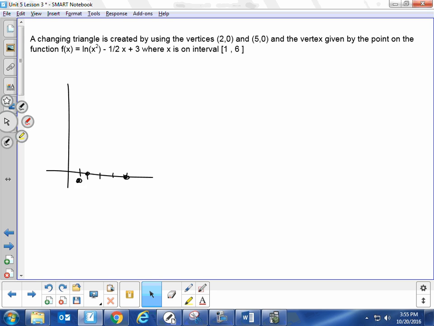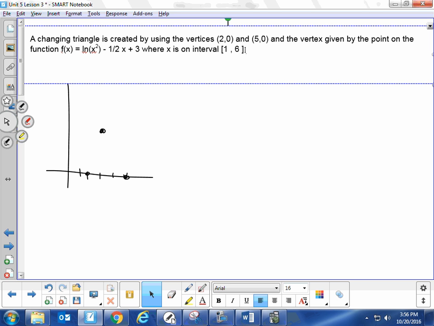So the question is, when are we going to have the largest area of this triangle? No, the question isn't even stated. I'll say, for what point on f of x will the area of the triangle be the largest?